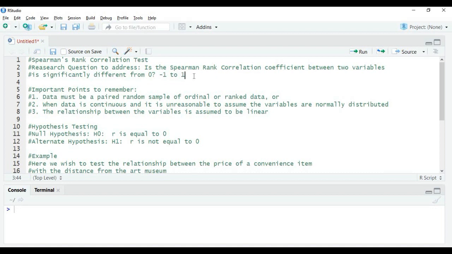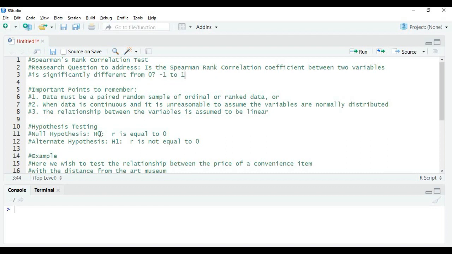Now, the important points to consider: the data here must be a paired random sample of ordinal or rank data. Even if our data is provided to us in another form, we rank it and then find the correlation between those two variables. So there will be a pair, meaning we will have two variables, and once we have them, we rank each variable and then calculate the correlation on the ranks. It is also used when data is continuous but it is unreasonable to assume that the variables are normally distributed. And the third thing is that the relationship between the variables is assumed to be linear. These are the important points that we need to consider.